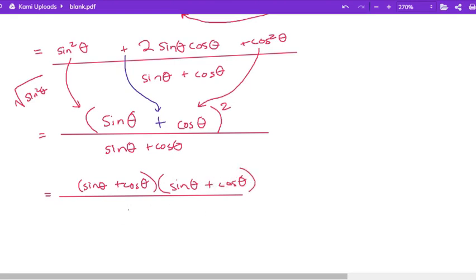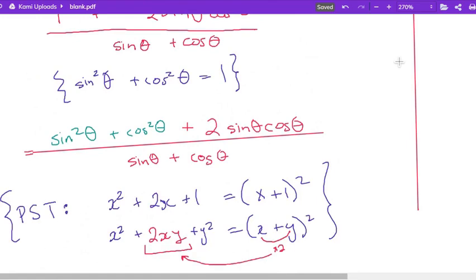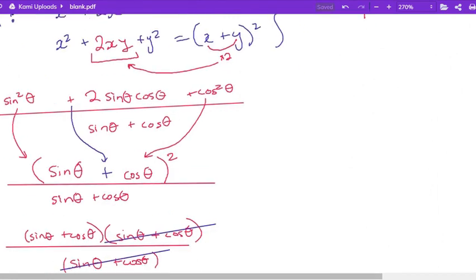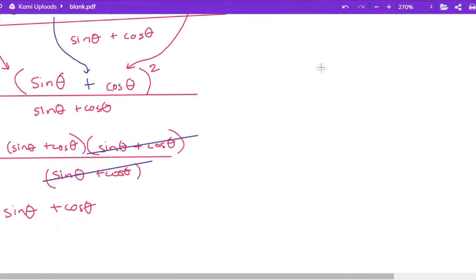Folks, you do not need to show this step. If you just cancel out the exponent, that's cool. But here we can see that when you square a binomial, it means you're multiplying two of them. And now we can cancel out the denominator. That leaves us with sine theta plus cos theta, which is the right side. Isn't that crazy? We did absolutely nothing on the right side.